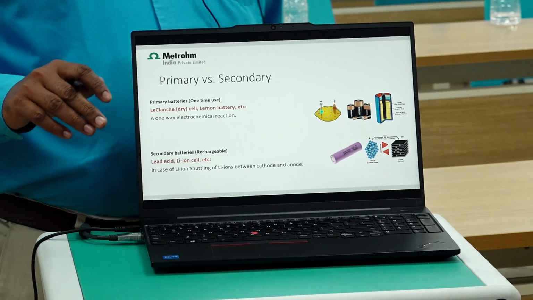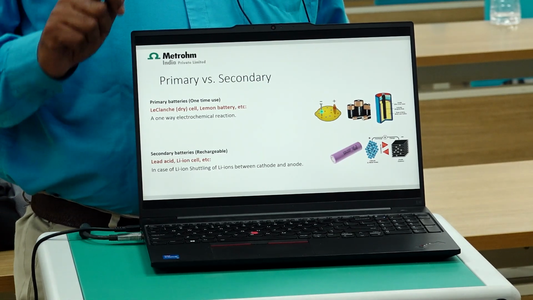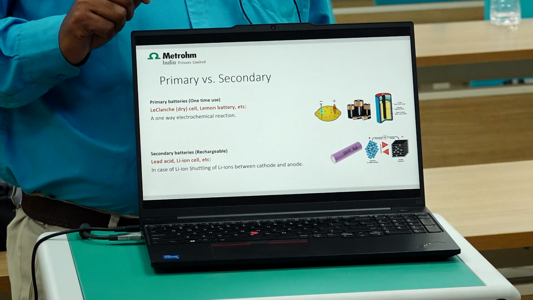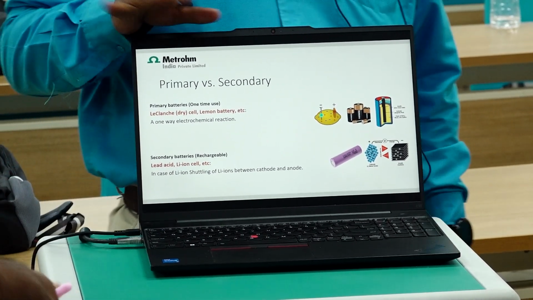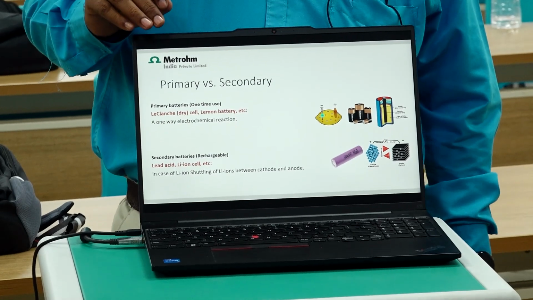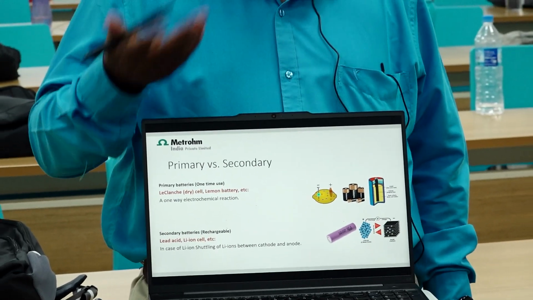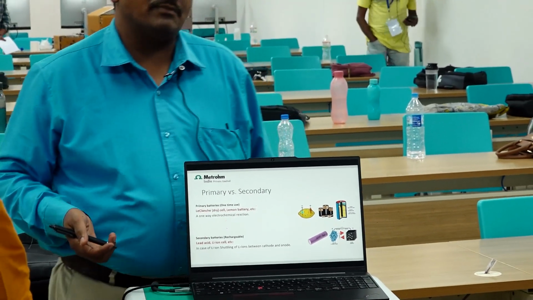In batteries, we have two different types. One is the primary battery, another one is the secondary battery. In a primary battery, we cannot recharge. It is single-time usage. In a secondary battery, we can charge as well as discharge. You can use it multiple times.